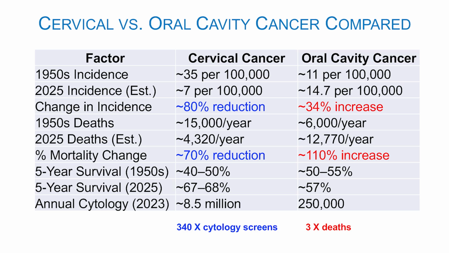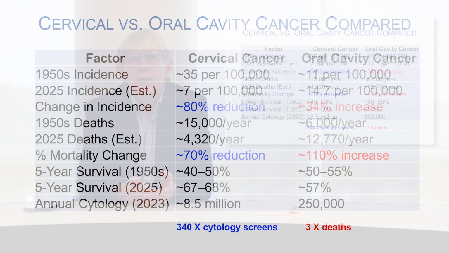Now, cervical cancer, since the 1950s, has had the introduction of the Pap test, and as a result of that, there is now an 80% reduction in the incidence of this disease, and the mortality has dropped 70%. Look at oral cavity cancer in comparison. There is a 34% increase in the incidence of the disease, and the mortality has also increased.